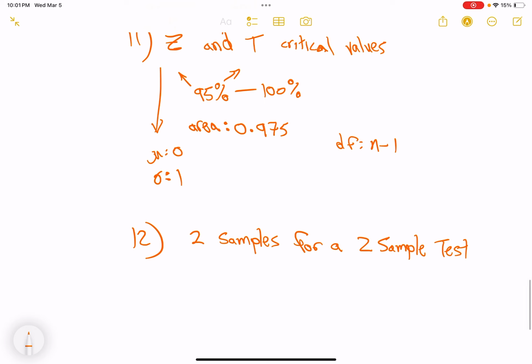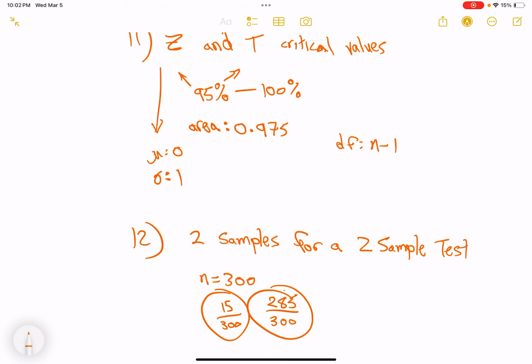So, for example, if I surveyed 300 people and I found that 15 of them love beef jerky and the other 285 do not love beef jerky, which is horrific because you should love beef jerky, I should say. But if I found that, these are not two different samples. This is one sample, right? They're all from the same single sample. I'm just using the two sides of the coin. That's not a two-sample test.